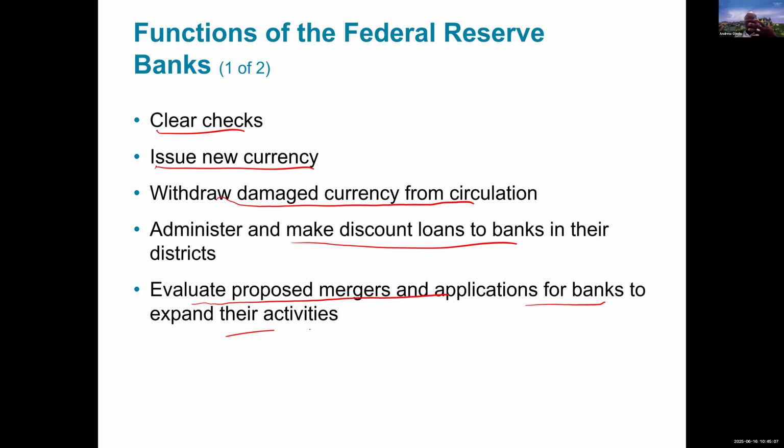So they look at the market share, the potential market share, if two banks are applying to become one. If they are supposed to be controlling more than 50% of the market share, the Fed is going to say no. We're not going to allow that kind of merger. So that means, yeah.